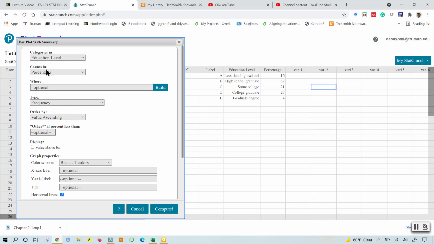This time, I would like to order the bars in the bar charts in descending order based on the percentages or counts. So I'm going to need to tell StatCrunch to do that for me. And so I'm going to say, I would like you to order by the counts in descending order from the biggest to the smallest. So counts in descending. This helps you to tune it towards providing you with a Pareto bar chart. And then I like the value above the bar and compute.